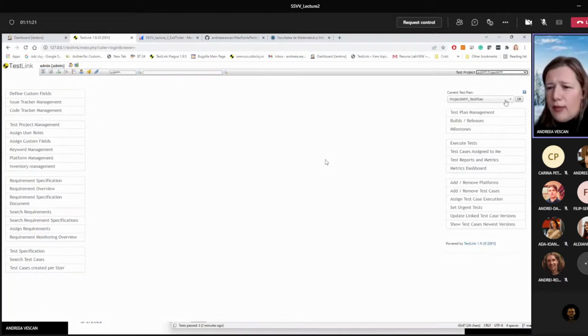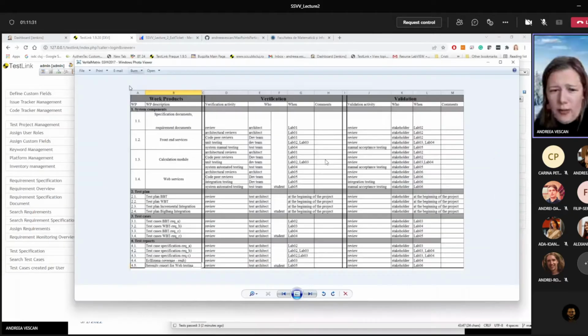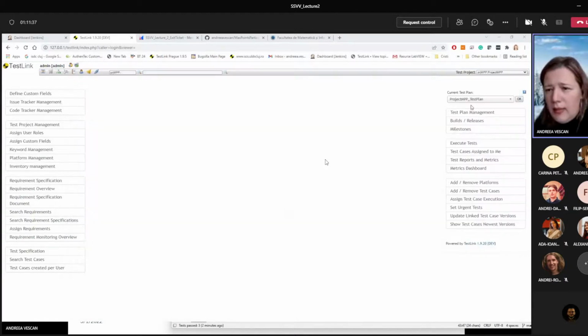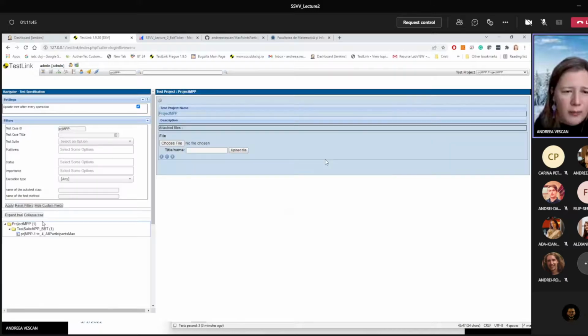And for this test project, I have created a test plan. You remember the test plan with the verification and validation metrics, right? You have here some plan, black box testing, white box testing, incremental, and so on. So this is the test plan. It's an abstract concept, right? And in this test plan today, I have created the test specification.